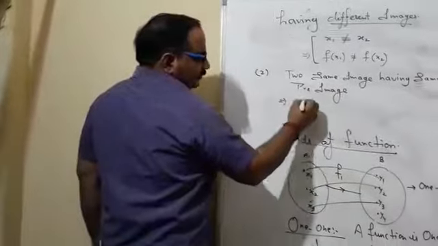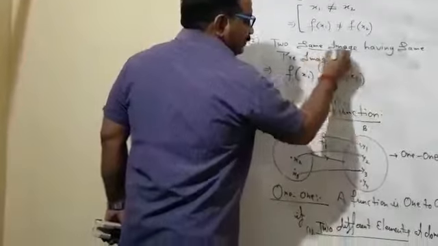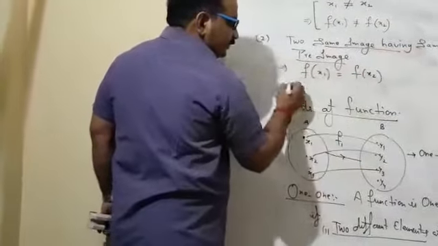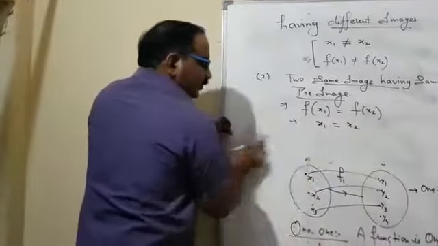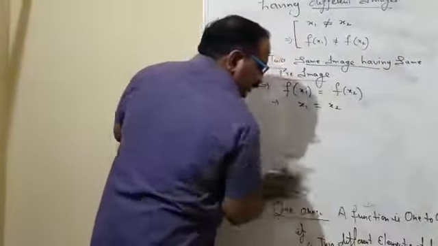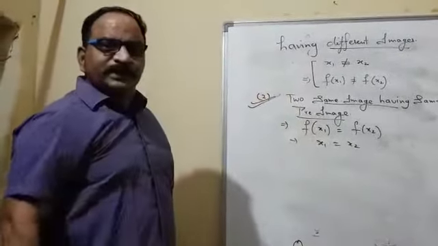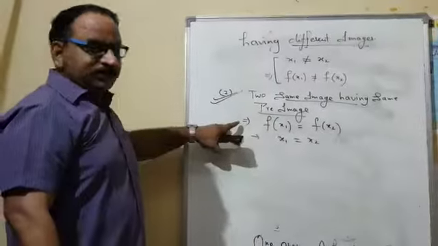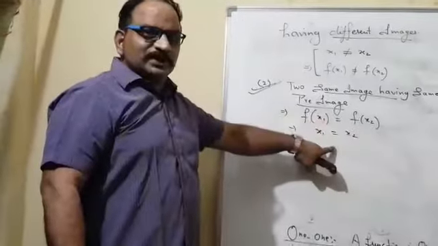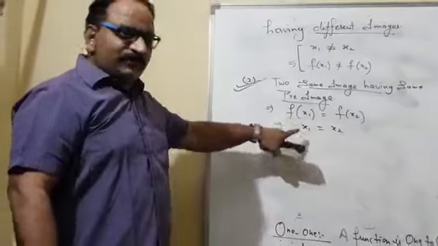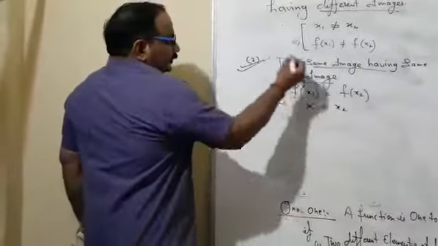In short, I am saying f(x1) equals f(x2), the same images having the same pre-images, that means x1 equals x2. That is another kind of 1-1 function condition, and it has more working capacity. We use it more often. In several questions we have to prove a 1-1 function. In those problems we take the images as the same, and then we check whether the pre-images are exactly the same. If it happens, then we can declare the function is 1-to-1. That is the second one.